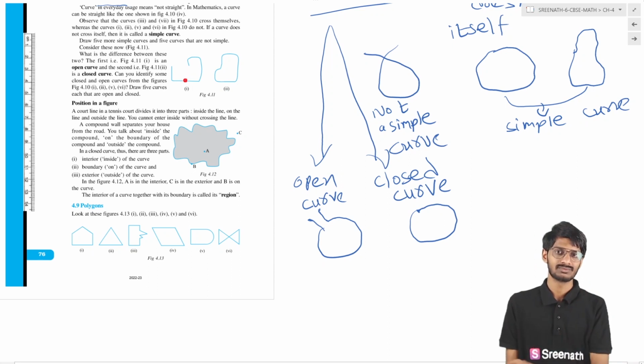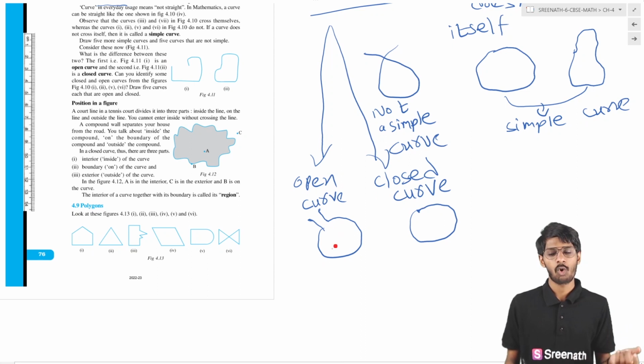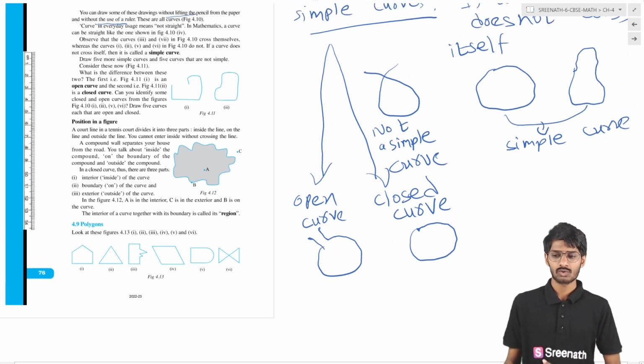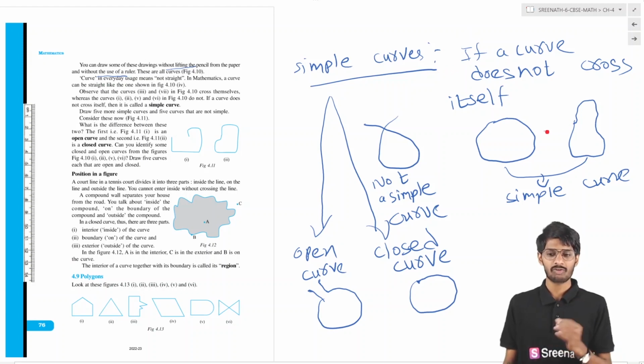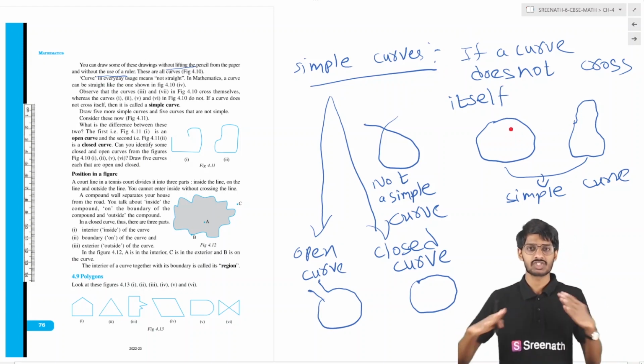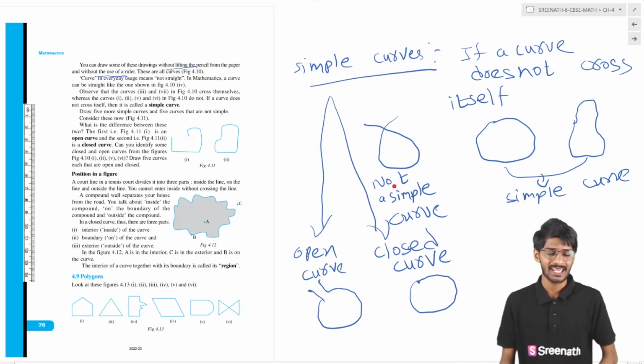Yeah, this is an open curve. Why? Because there is no closing to the curve. So this is an open curve, but this is a closed curve, students. So this is about open curves and closed curves. These open and closed curves are simple curves. Simple curve means curves which do not cross each other, students.